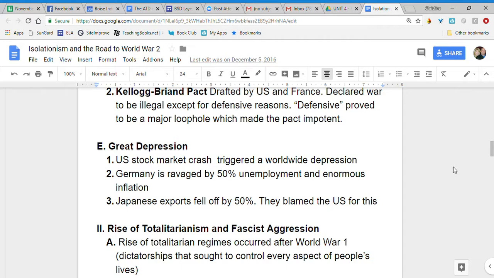Japanese exports, which are vital for their economy, fell by 50%, and they are mad at the United States because the United States had put an oil embargo on them because they were starting to reach out into China and start taking things, and tensions begin to rise immensely.